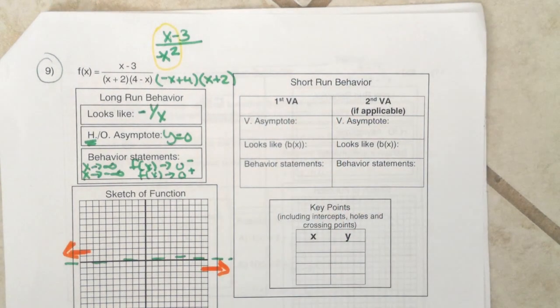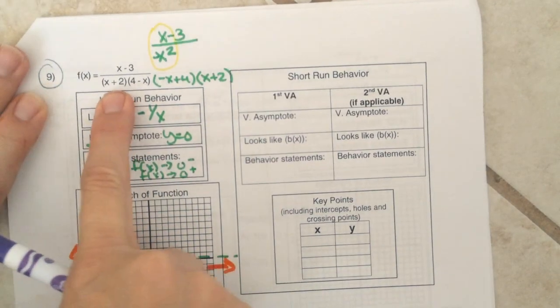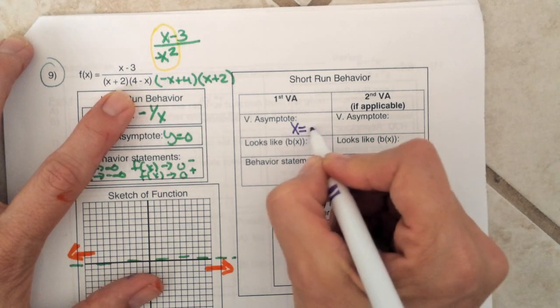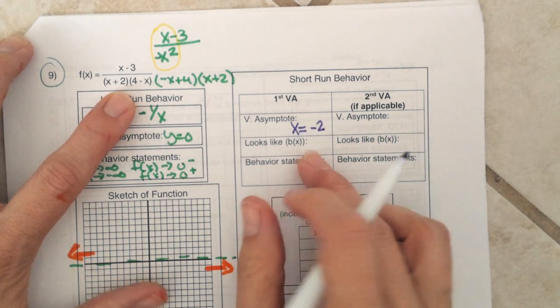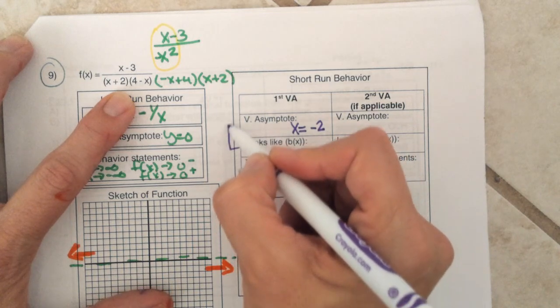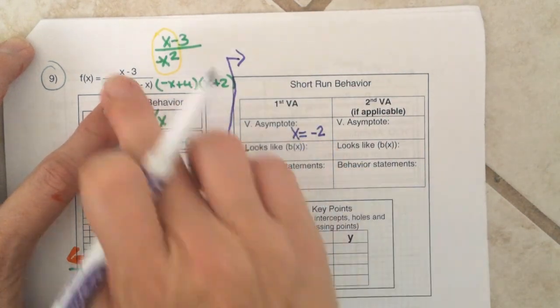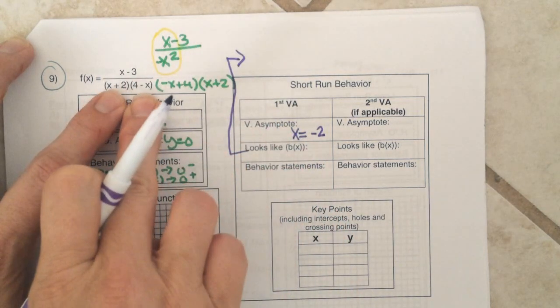Now we're going to focus on the short run. Our short run's a little bit different. I'm going to have 2 asymptotes. I'm going to have one at negative 2, so I'm going to start with that. Remember what we said, to figure out what it behaves like, I have to plug this negative 2 in to the x on top and this one on the bottom.